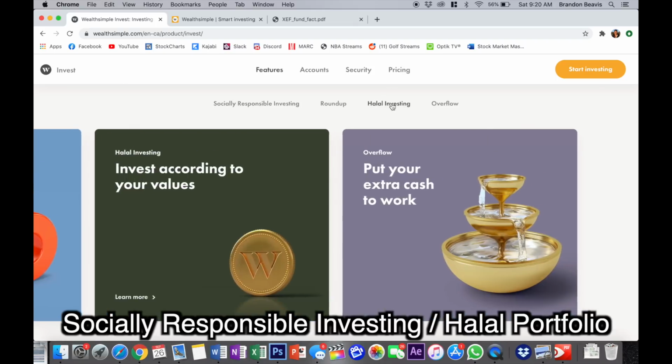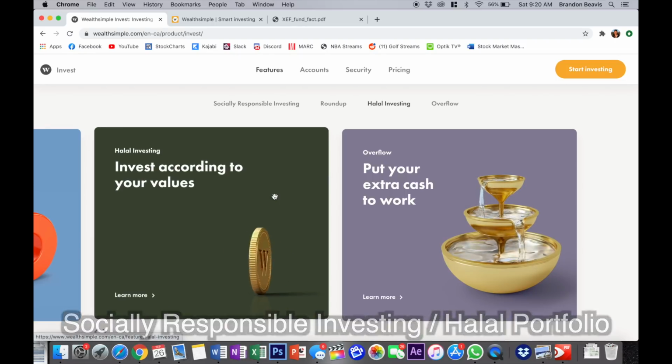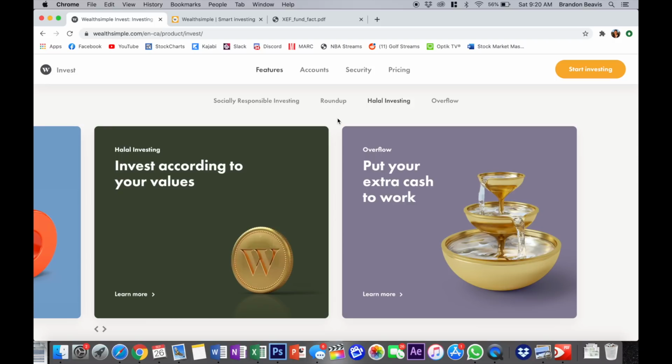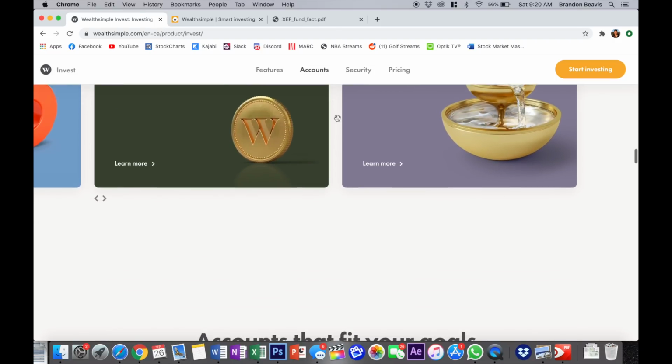You'll even see something here, which is very popular amongst the Muslim community, halal investing, in which if this is part of your religion, certain investments you're not allowed to invest in. Well, Wealthsimple does a good job of actually presenting portfolios that can help you get the desired outcome as well as following with your beliefs. So that's a cool little feature, which I think is worth mentioning.